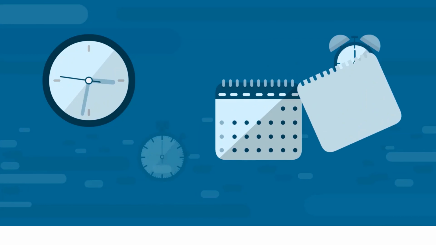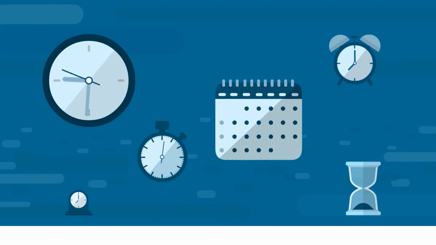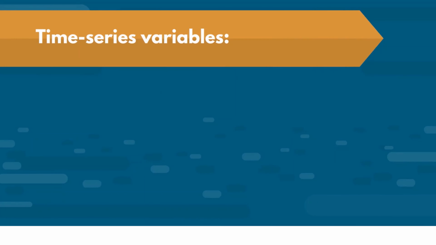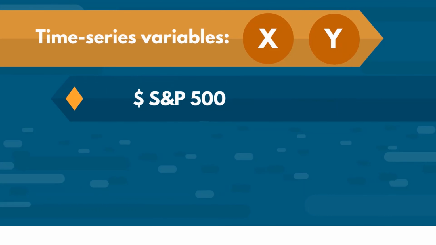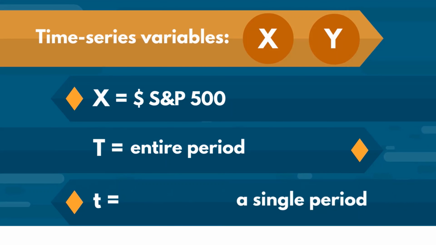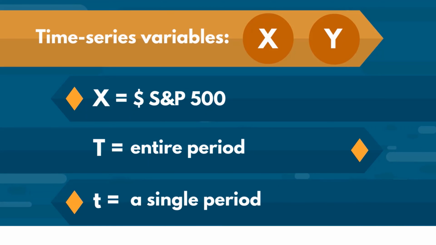Hello. In this short lecture, we're going to introduce the most prevalent notation used in time series. Let's begin. We describe time series variables with capital letters of the Latin alphabet, like X or Y. For example, we can label the prices of the S&P 500 over some period of time as X. We describe the entire period covered by a time series with capital T, while we use lowercase t to describe a single period within the interval.